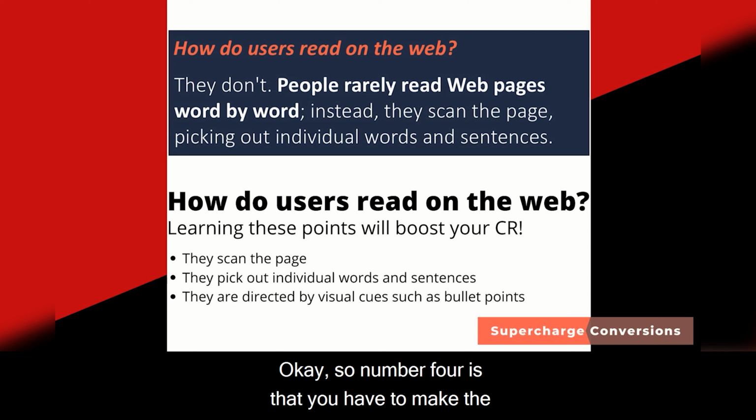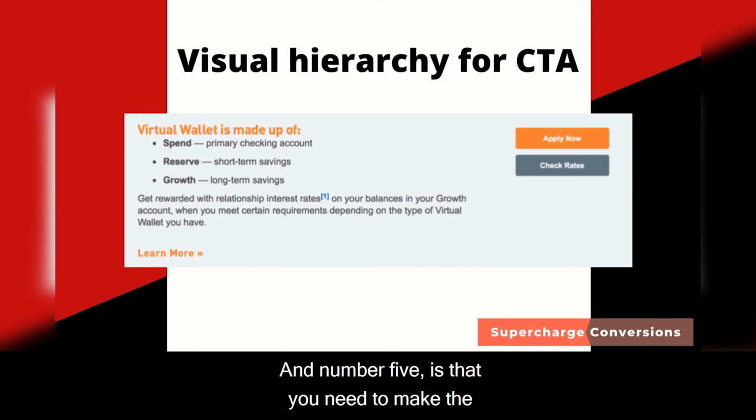Okay, so number 4 is that you have to make the important information very, very visible. This usually includes shipping information, return policy and satisfaction guarantee, because that's the biggest fear, getting something that you don't like but you can't return. So remember that.